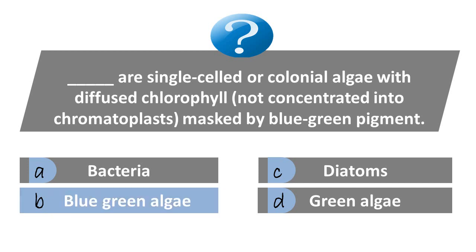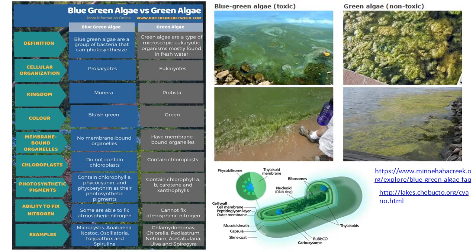Answer is letter B, blue-green algae. So, sa tanong pa lang, nakasulat na blue-green pigment. So maiisip natin na, sige, yung tamang sagot siguro, blue-green algae kasi nasa question blue-green pigment. Okay, so ano ba yung blue-green algae? Ayan, we have here a difference between blue-green algae versus green algae.